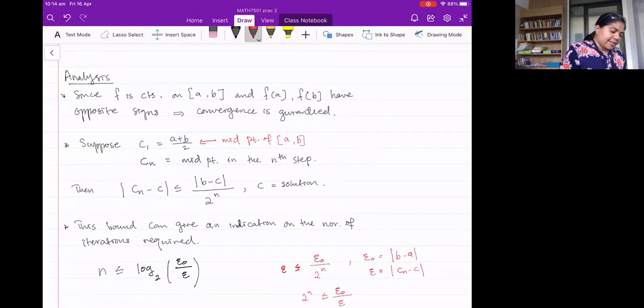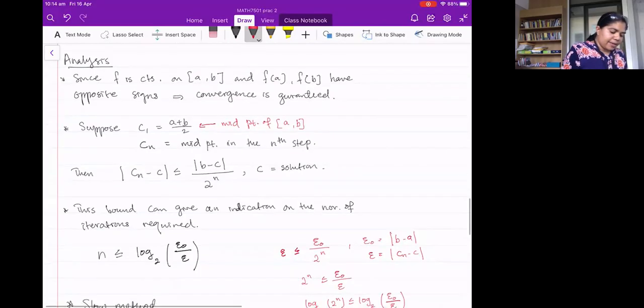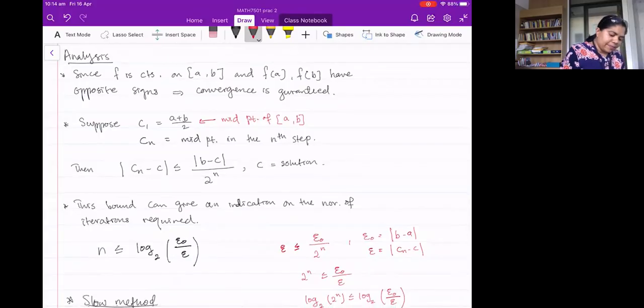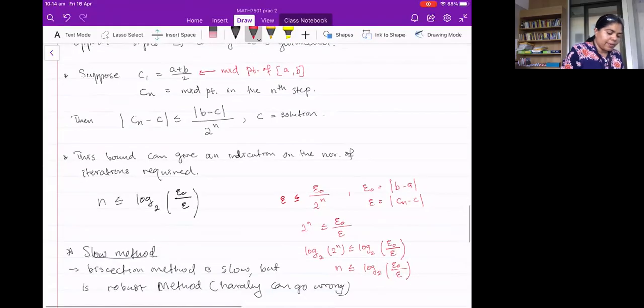Now this is what I said. Since f is continuous and f of a and f of b have opposite signs, the convergence is guaranteed by the intermediate value theorem. Now let's say the solution is C. Then the absolute value of Cn minus C, where Cn is the midpoint of the nth step, is bounded above by the absolute value of B minus C divided by 2 to the power n.